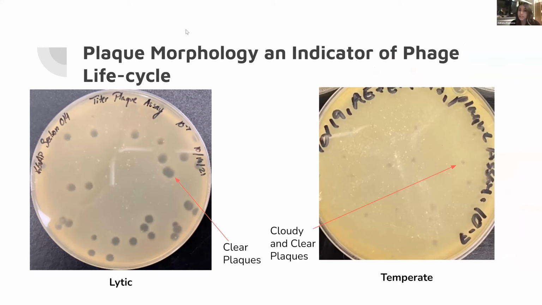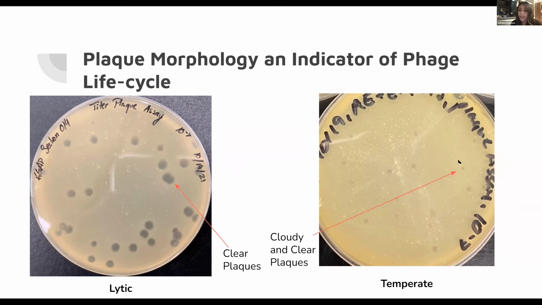Plaque morphology can also be an indicator of phage life cycle. We can see on my plate, we had plaques that produced a cloudy outer ring and a clear inner ring. This cloudy outer ring showed that the phage was not able to thoroughly lyse the bacteria, but the clear inner ring showed that it was able to do so. So since it had both of these characteristics, we were able to hypothesize that my phage was temperate.